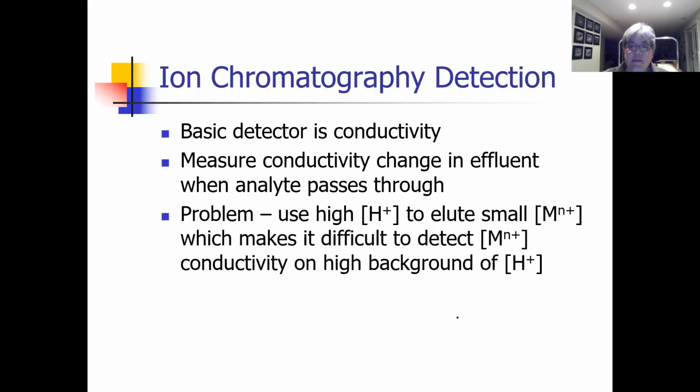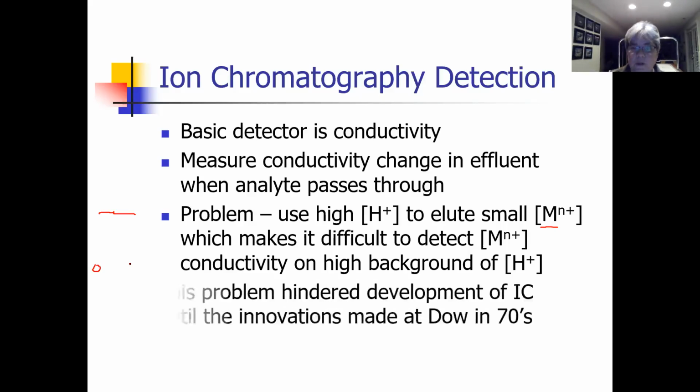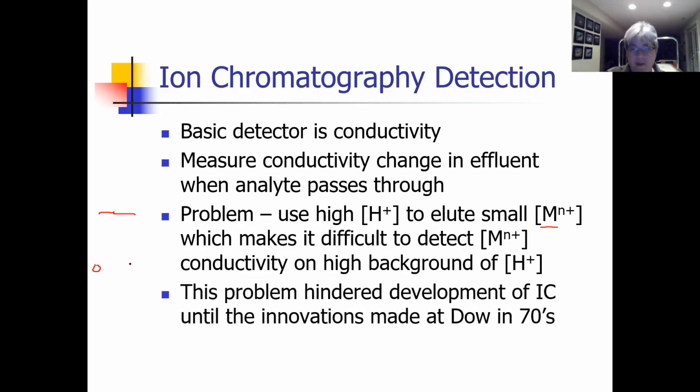But the problem is the amount of hydrogen ion coming off of the column is very, very high, and the amount of your analyte is very, very low. So this is the situation where you've got a very high background, and then you're trying to measure a tiny signal on top of it. And we've talked about that; it's a really hard measurement, not a good measurement. So that was the problem with putting this method into practice.